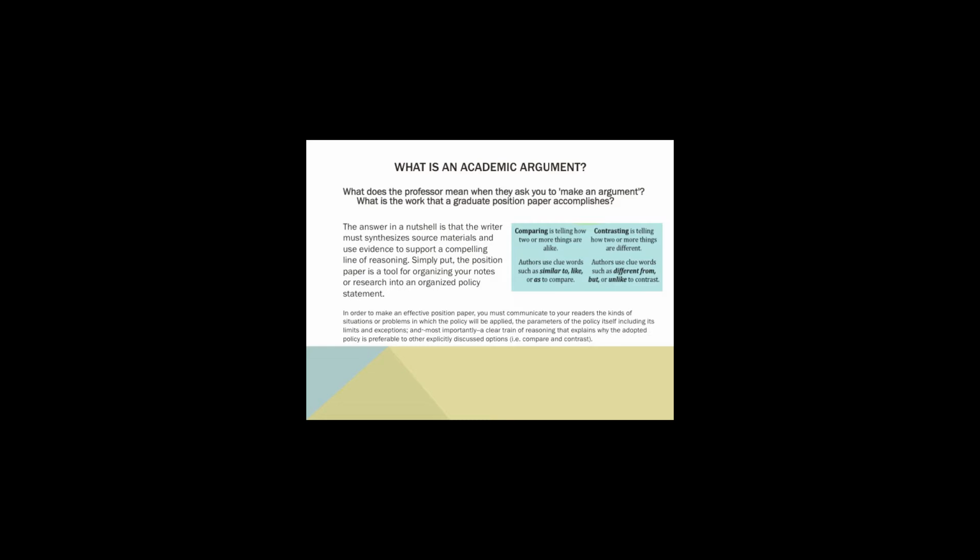So what does the professor mean when they ask you to make an argument? What is the work that a graduate position paper is supposed to accomplish? The answer, in a nutshell, is that the writer must synthesize source materials and use evidence to support a compelling line of reasoning. Simply put, the position paper is a tool for organizing your notes or research into an organized policy statement. In order to make an effective position paper, you have to communicate to your readers the kinds of situations or problems in which the policy will be applied, the parameters of the policy itself, including its limits and exceptions, and most importantly, a clear train of reasoning that explains why the adopted policy is preferable to other explicitly discussed options, i.e. comparing and contrasting.